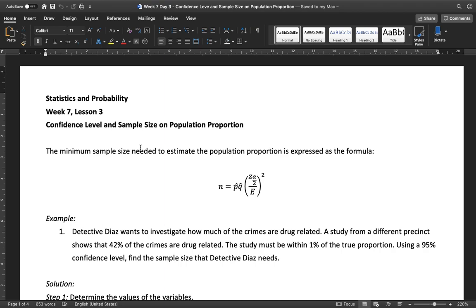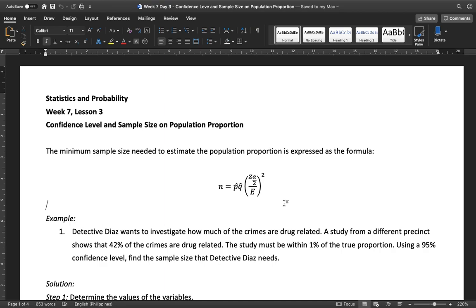So the minimum sample size needed to estimate the population proportion is expressed using this formula. n is equal to p hat times q hat times the square of the critical value over the margin of error. Remember, ang p hat, this means that it is the sample proportion, and q hat, this means the complement of the sample proportion. And we were able to arrive at this particular formula by deriving it from the formula for the margin of error in the previous lesson, yung confidence interval of the population proportion.